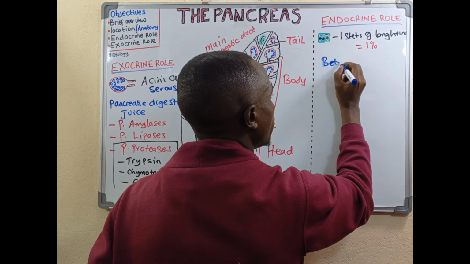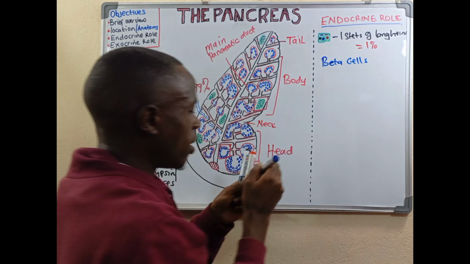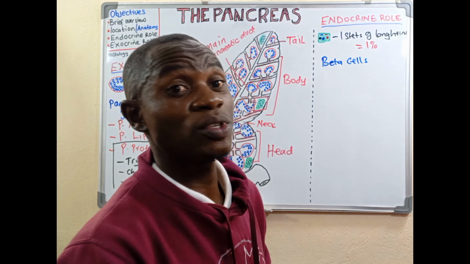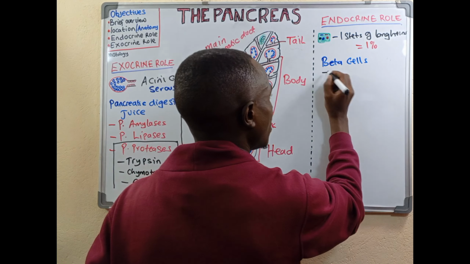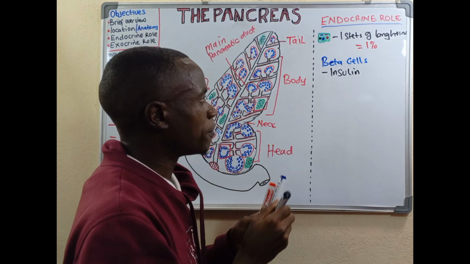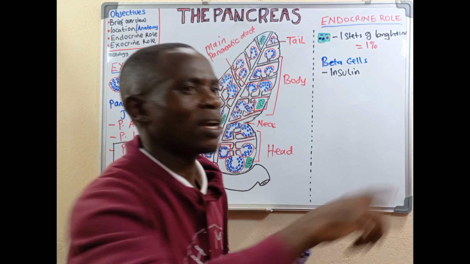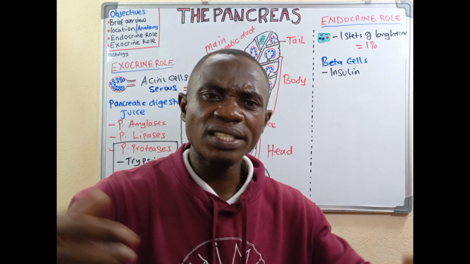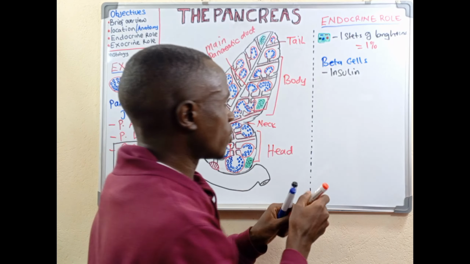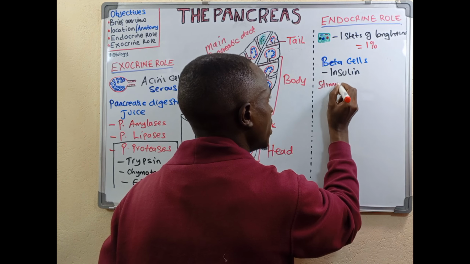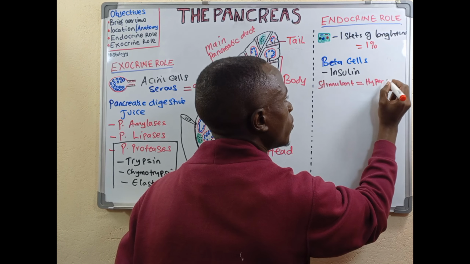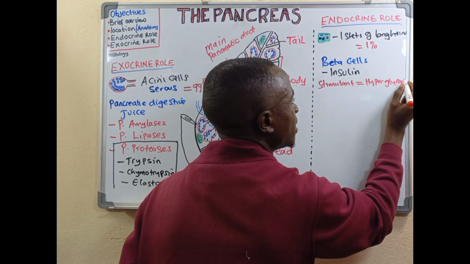The beta cells are very important. They produce a hormone called insulin. Now, the question is, what is going to be the stimulus for these beta cells? Under what circumstances are these beta cells stimulated to produce insulin? The stimulus is going to be hyperglycemia.